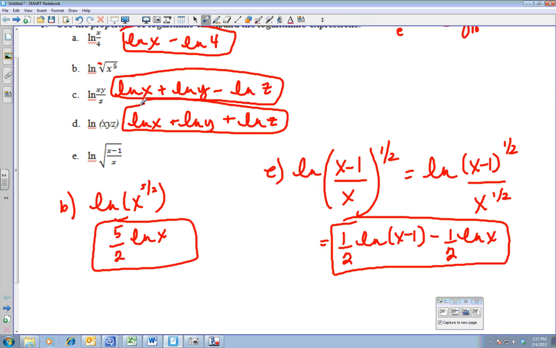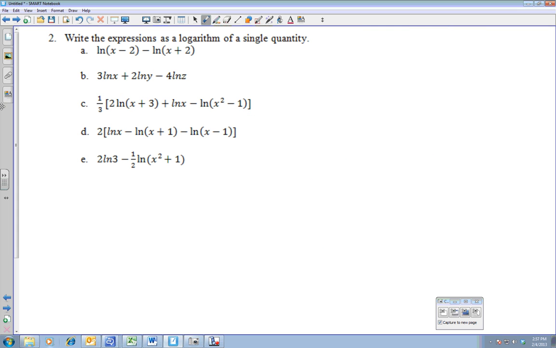So that's number 1. Number 2, part A, and I'm going to write these down here. Write the expression as a logarithm of a single quantity, so that means I'm going to write log 1 time or natural log 1 time. So part A, I have natural log of x minus 2, and it says minus, so I know that it's going to be division, x plus 2.